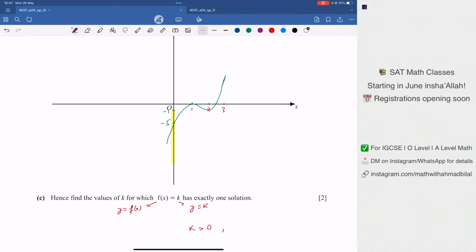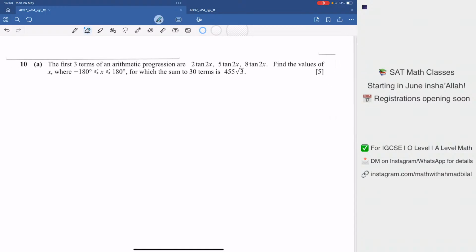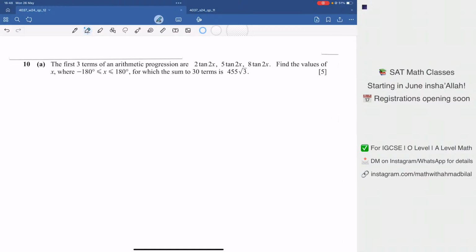So you would say k is less than -1. It's either the first case or the second case. You can write that with a comma in between, or you could just say or as well. So these are the two possible positions of that horizontal line. It could either be greater than 0 or it could be less than -1. Only in these two cases, you would have exactly one solution. Okay, let's move on. Okay, this is another question from this paper that was relatively more difficult. Let's have a look at this now.